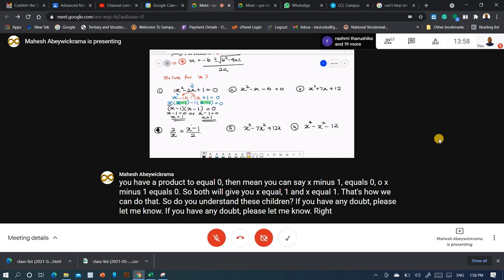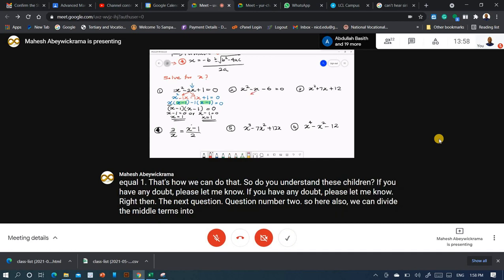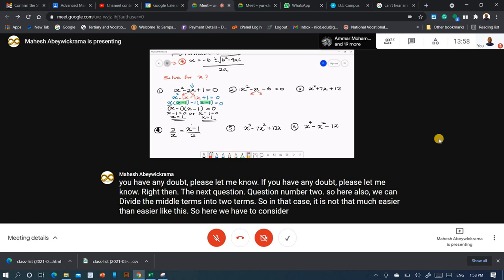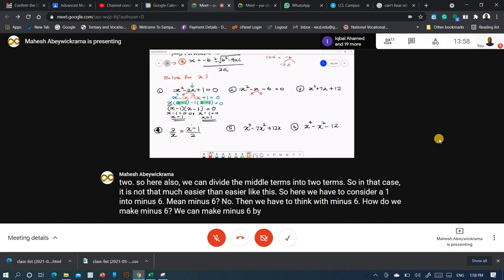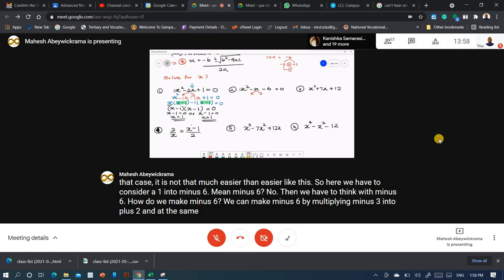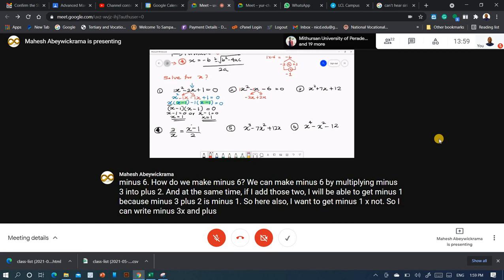Right, then the next question, question number 2. Here also we can divide the middle term into two terms. In this case, it is not as easy as the previous one. Here we have to consider 1 into minus 6, which means minus 6. Then we have to think how we make minus 6. We can make minus 6 by multiplying minus 3 into plus 2. At the same time, if I add those two, I get minus 1, because minus 3 plus 2 is minus 1. So here also I want to get minus 1x, so I can write minus 3x and plus 2x, because minus 3x plus 2x becomes minus 1x, right?